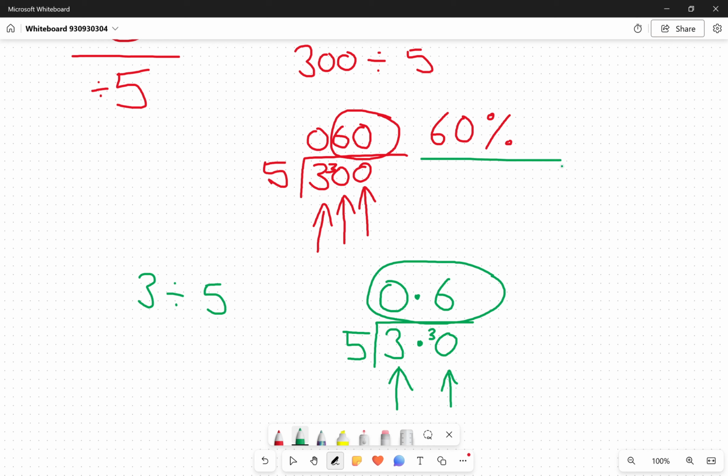We had 60% and we had 0.6. Now, excluding any zeros or any decimals, the number will always be the same. We've got a 6 here, we've got a 6 there. If it was 40%, this would be 0.4. If that said 77%, this would say 0.77. You will always have the same numbers. If you don't, you might have made a mistake.